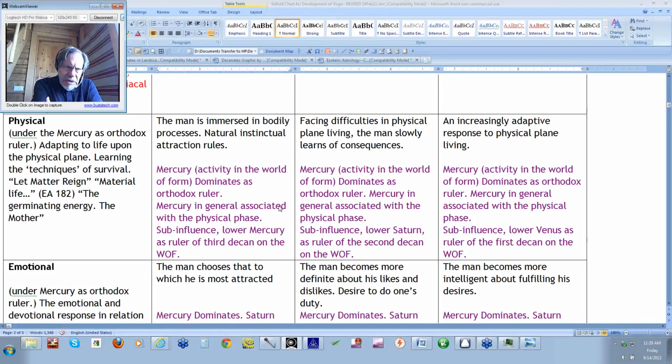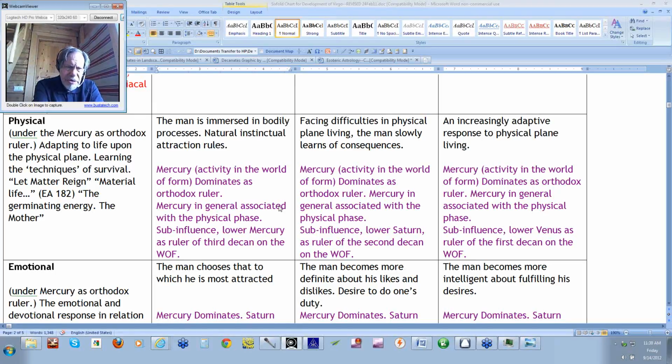Right. So when we're in the strictly physical or Lemurian stage, and man is just an instinctual being, we're under Mercury as the Orthodox ruler, and he stays the Orthodox ruler all the way up to the stage when mind and ahamkara are united to create the selfishly integrating personality, using the very sharp Virgoan mind for that integration. So the general theme here is adapting to life upon the physical plane, learning the techniques of survival. It's connected with the first petal of the egoic lotus. Let matter reign. It's material life.